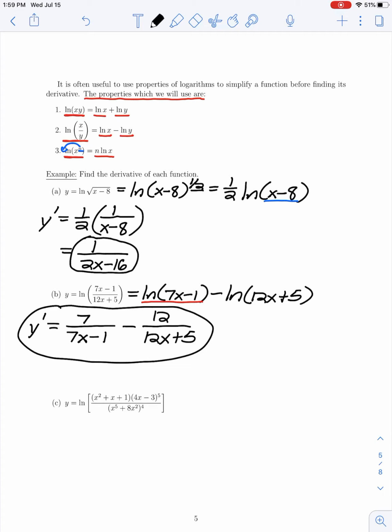However, if we recall that the natural log of a quotient is the difference of the logarithms, we can write this as the natural log of x squared plus x plus 1 times 4x minus 3 to the 5th, minus the natural log of our denominator, which was x to the 5th plus 8x squared all to the 4th.